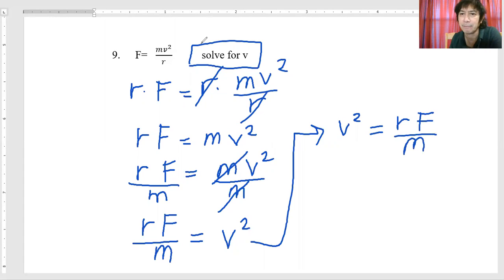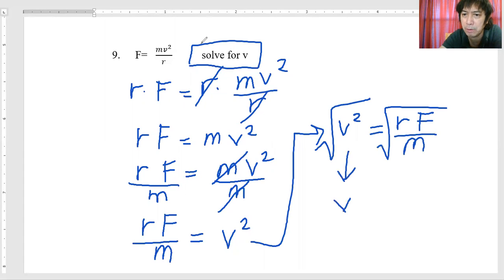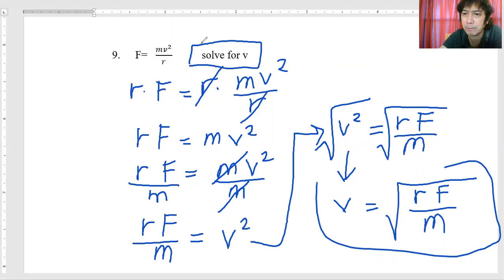All right, you now apply square root to both sides. Like that, and this will be now v. Velocity is equal to the square root of the product of radius and force, centripetal force, over mass. That's the equivalent of velocity. So this is for number 9. We're still in a literal equation.